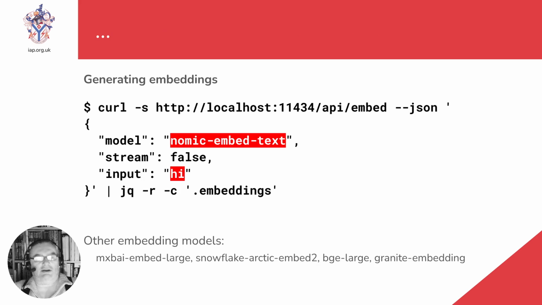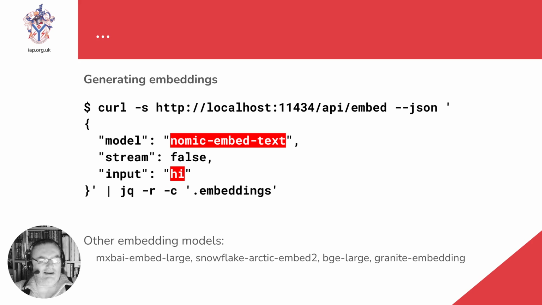How can we generate these embeddings? We can call the embed API endpoint with a model specifically trained for embedding. In this example, we're using the Nomic embedding model. Other common embedding models are MaxBase, Snowflake, BGE, and Granite.